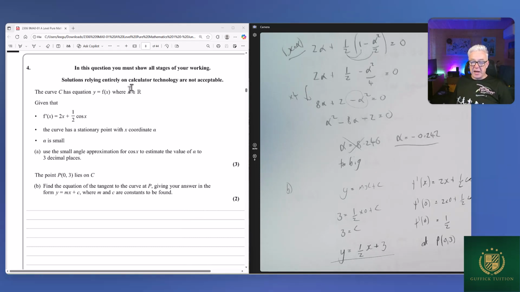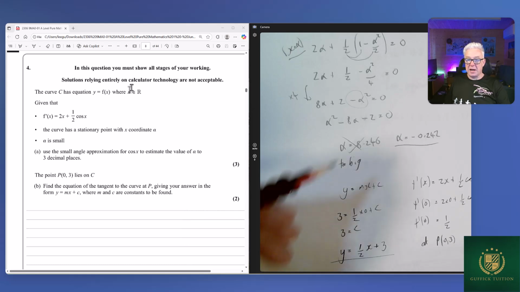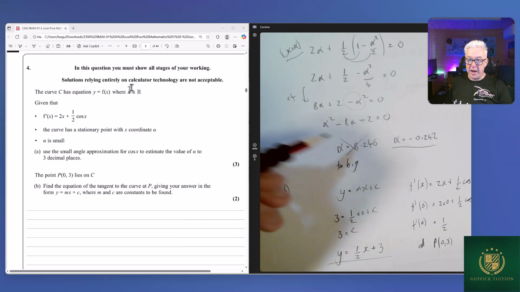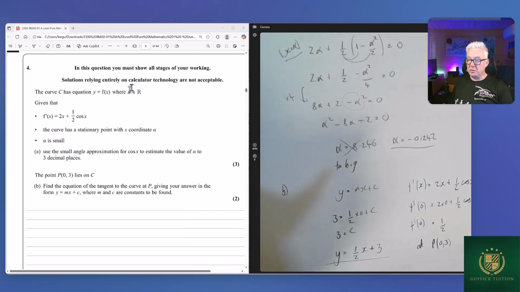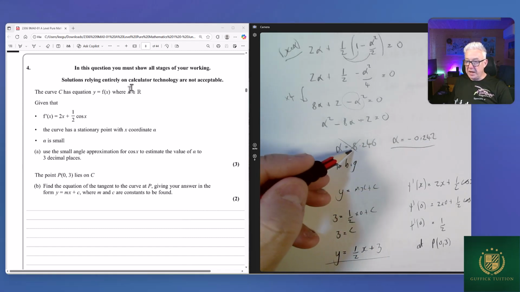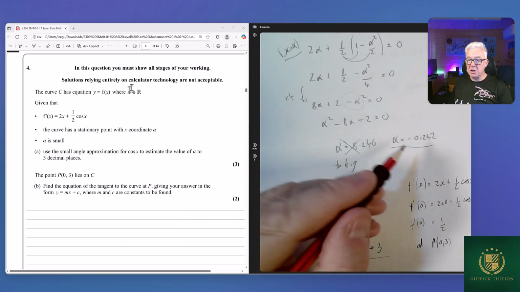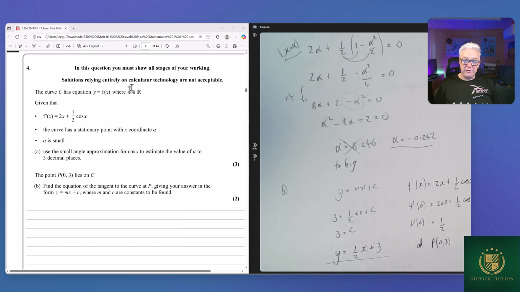And when I put that into my calculator, I get 2 values. One of them is alpha is 8.264, and the other one is alpha is minus 0.242. So this one is too big because it's a small angle approximation. So therefore, this is the correct value for alpha to 3 decimal places.